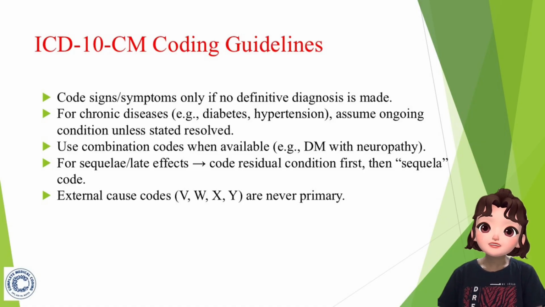Now external causes of injuries. The codes that start with V, W, X and Y are the external cause codes of injuries. All these external cause codes should never be primary. You should not code these external codes of injuries as primary.